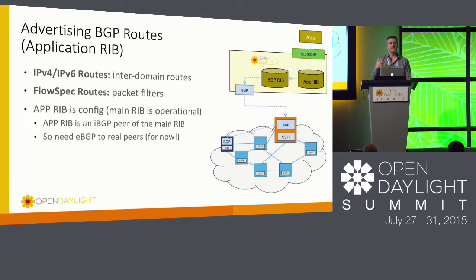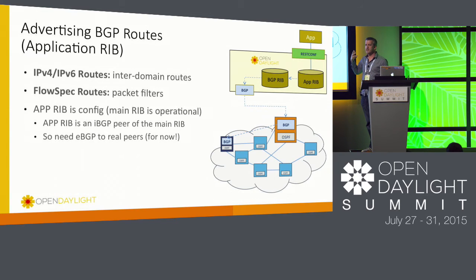So the v4 case, I guess, is the first use case for advertising routes. This is just saying we can actually push routes into the routing system. Now, this happens in a kind of strange way. The reason for this is because in OpenDaylight, the BGP RIB is operational data, not config data. So you can't modify that because it's operational state. So instead, we create the second RIB, the app RIB. Effectively, the app RIB is an iBGP peer of the main BGP RIB.